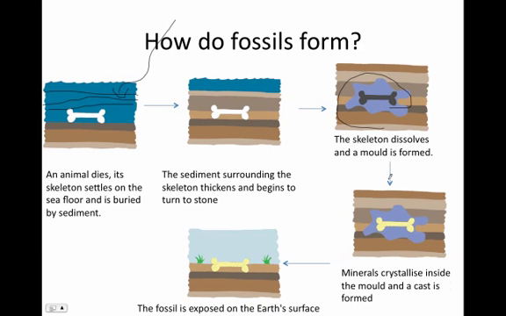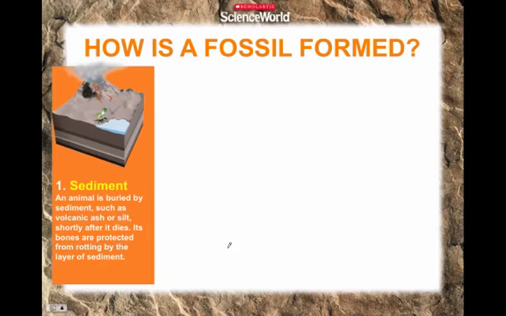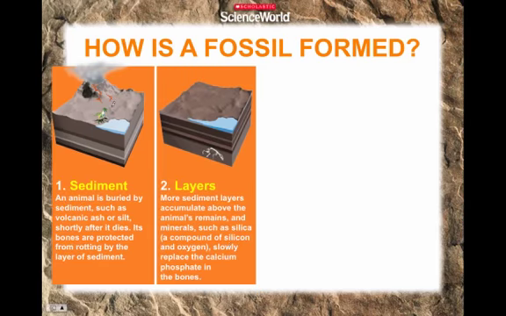Then, if you're lucky, water can seep in once the mold is hardened and fill in the imprint and crystallize minerals, which would then give us a cast. So that's a mold and a cast. Again, here's a good example of it.